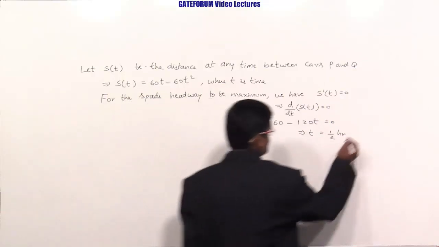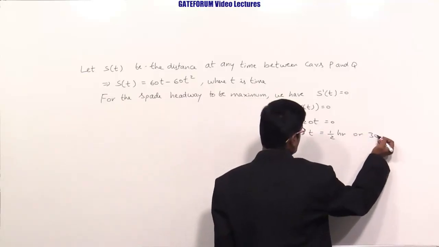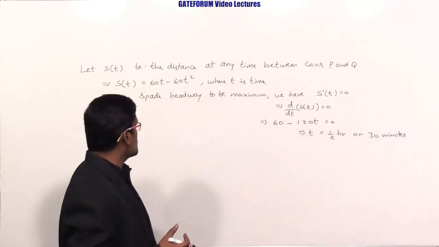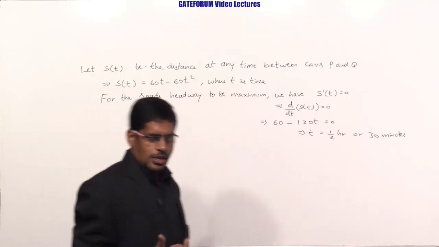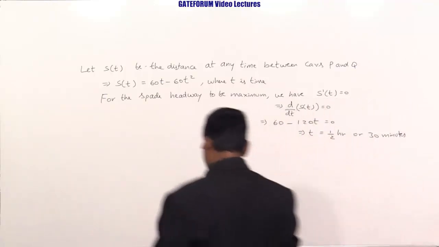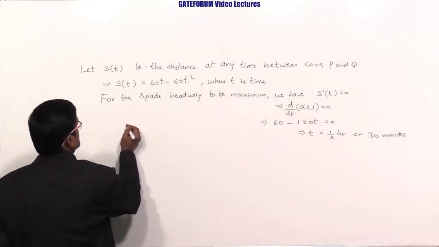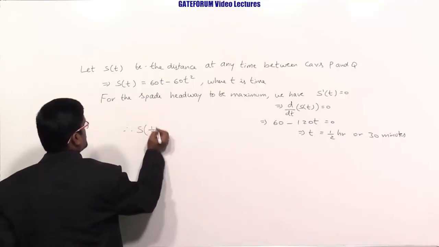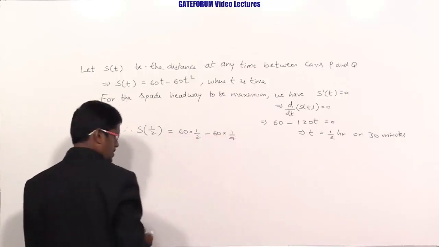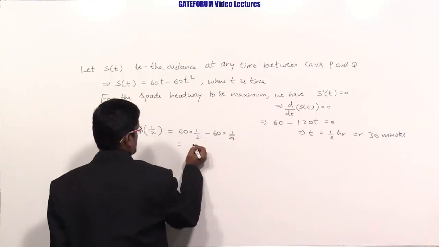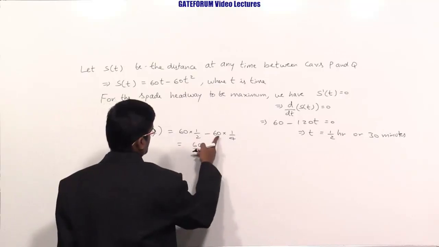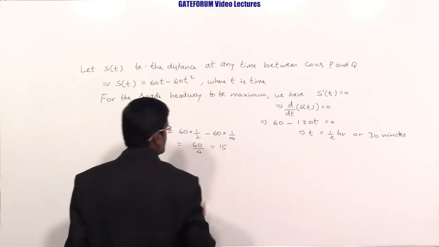or 1 hour is 60 minutes, half hour means 30 minutes. Okay, so just put this t is equal to half in s of t, you will get the required maximum space headway. Therefore s of 1 by 2 is equal to 60 into 1 by 2 minus 60 into 1 by 4, so that is 60 by 4, which is 15.